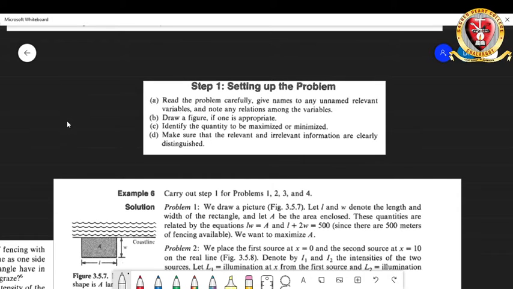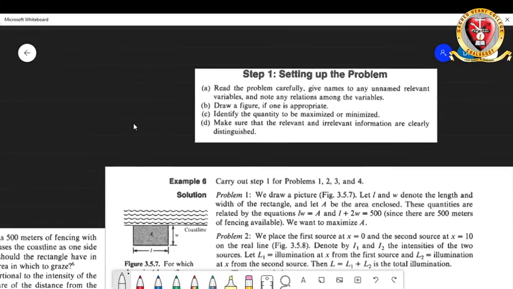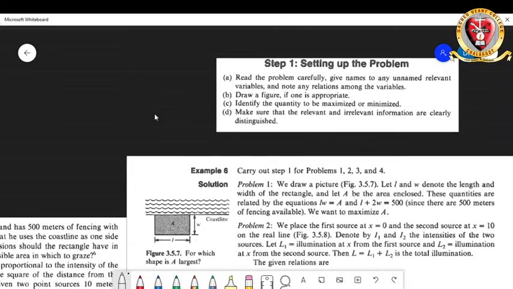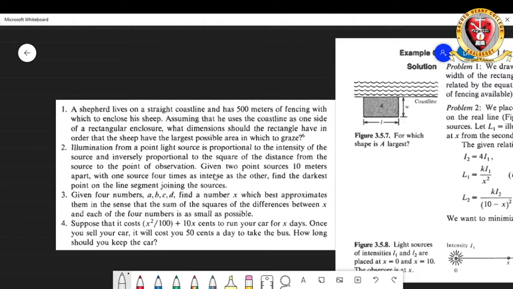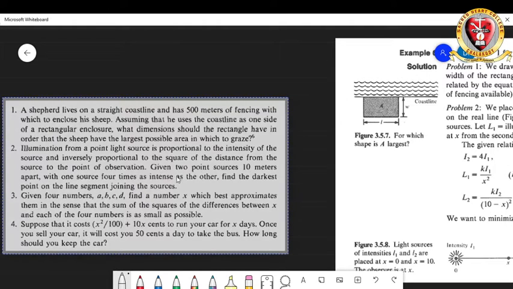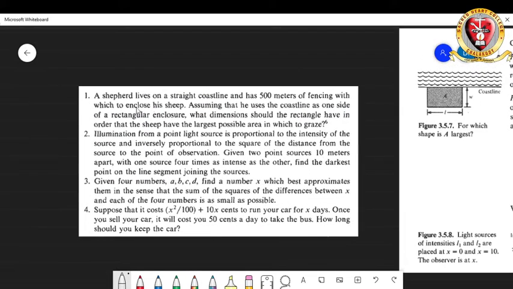Okay. So, in order to understand step 1 properly, let's see how we can solve the four problems we are assigned and how we can apply step 1 on these problems. Let's see the first problem.